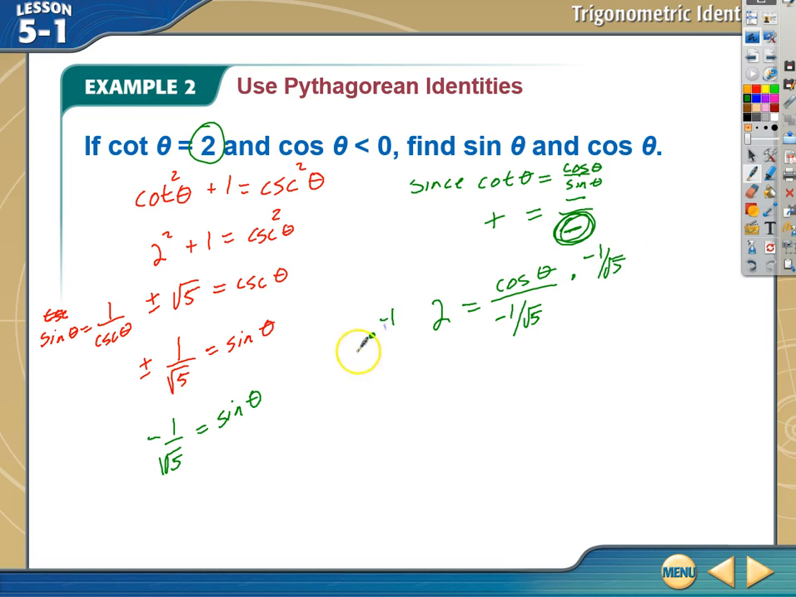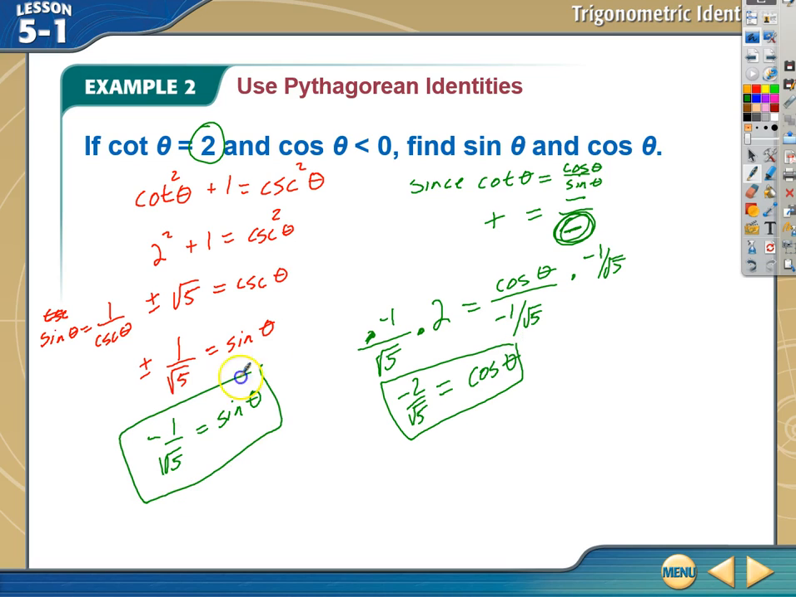Times the negative 1 over, times the negative 1 over square root of 5 becomes negative 2 over the square root of 5, which is equal to cosine of theta. And there it is. Woohoo. There's cosine. There's sine.